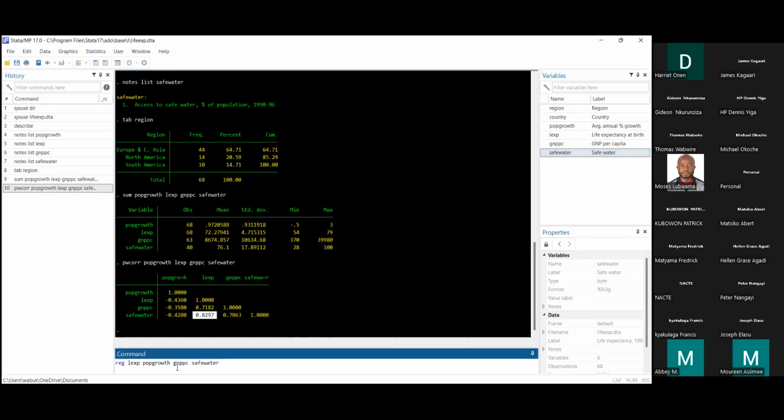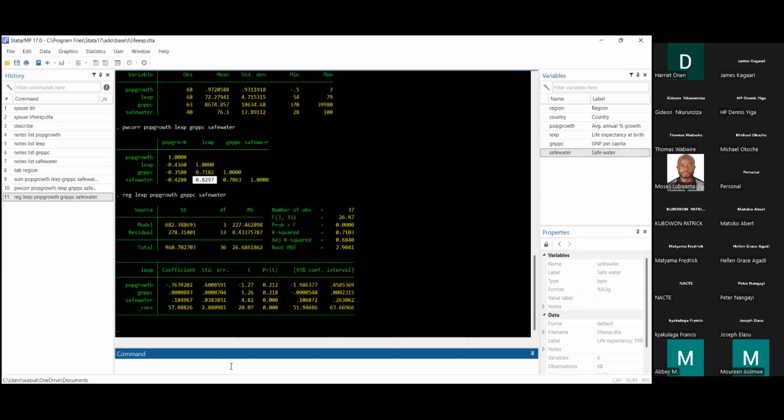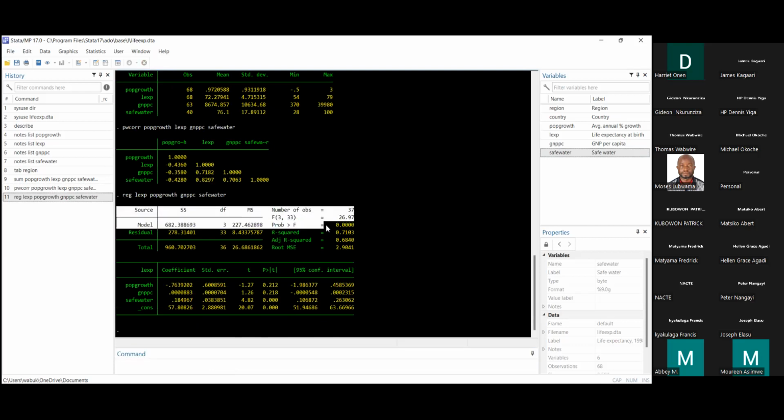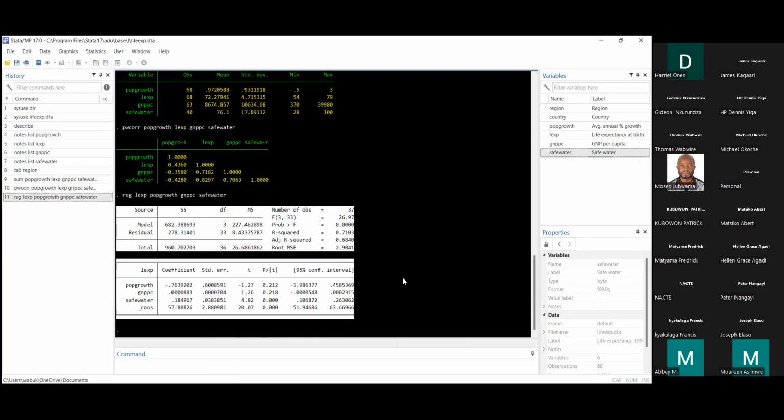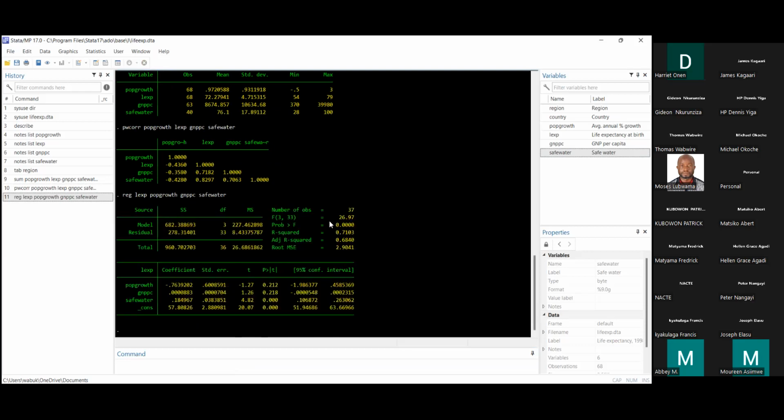So in essence, from your conceptual framework, you are here saying life expectancy is dependent on, or predicted by, population growth rate, GNP per capita, and then access to safe water. And if you say enter, this is your output. I think we had this kind of output in the other video they were talking about. So it's just the interface.